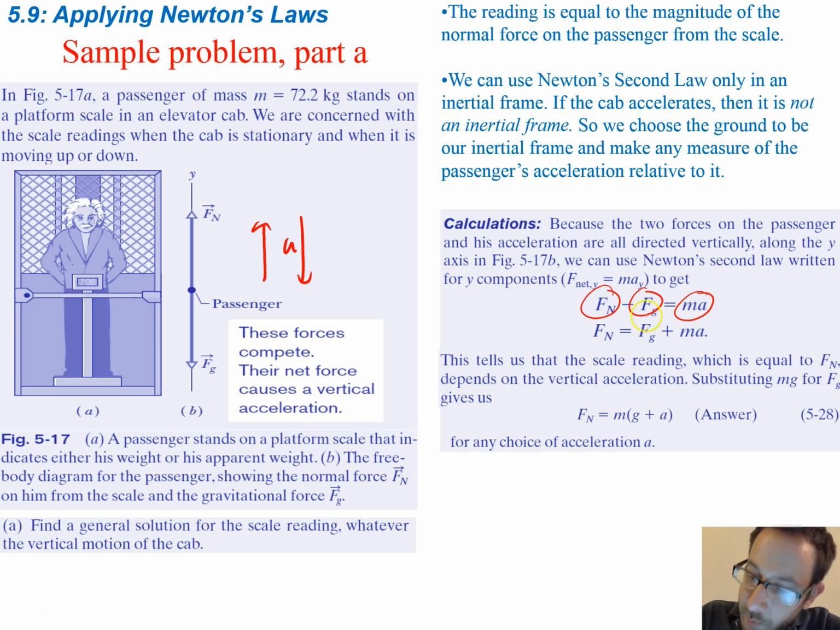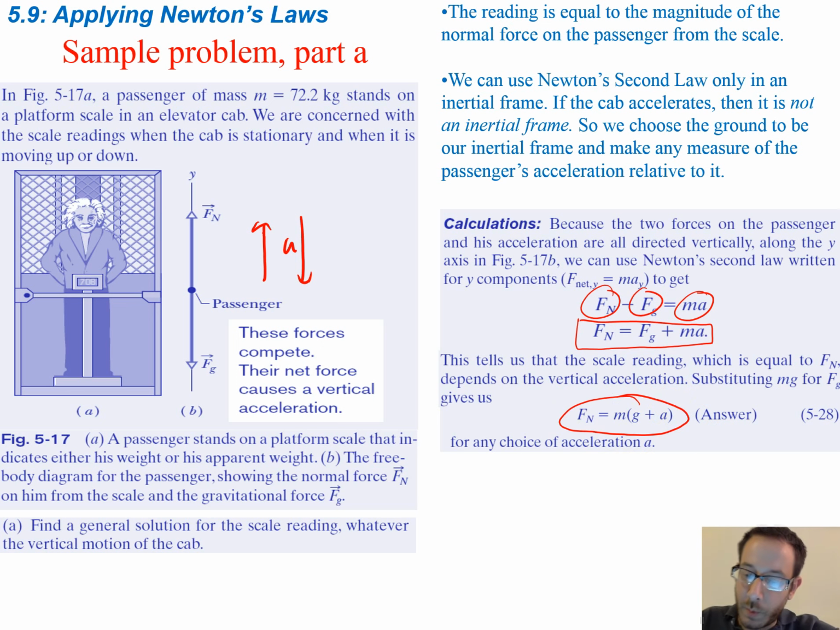Now, solving this for the normal force, we just add force of gravity to both sides. You can see that the normal force is directly related to the acceleration of the object, or of the elevator, rather. Okay, so now just substituting in mg, we find this general equation for the normal force. Okay, so no matter what the situation is, this is going to be the reading on the scale.